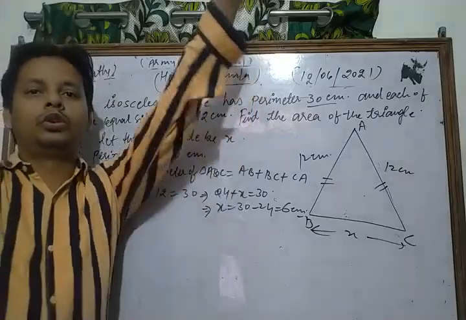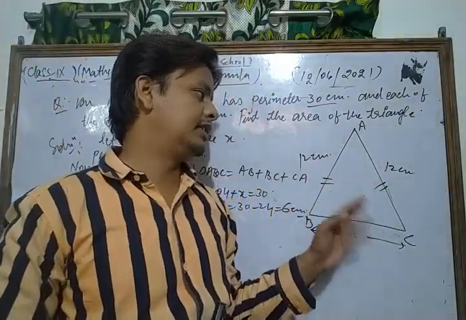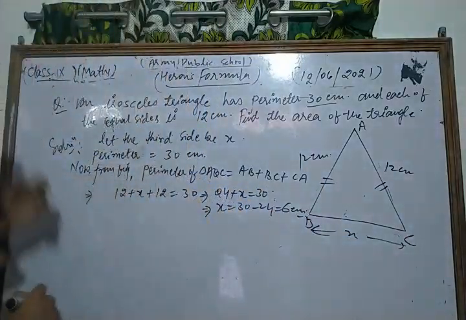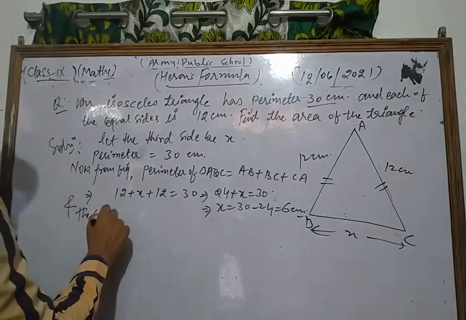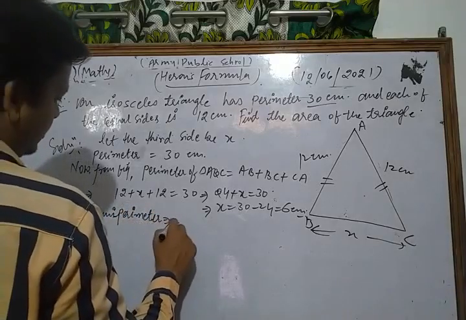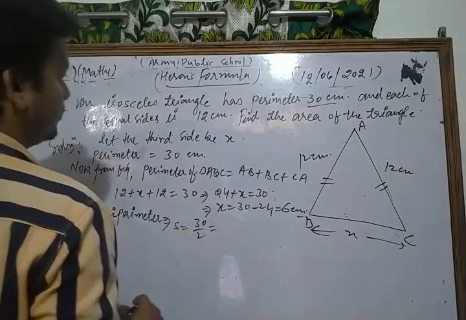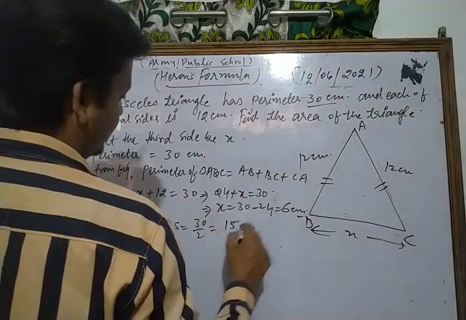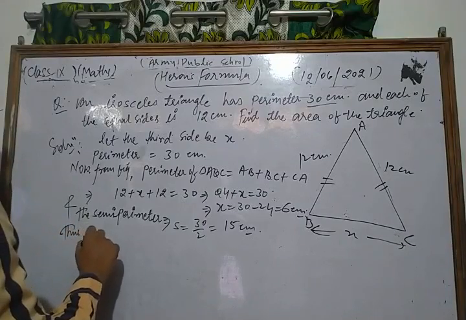The third side is 6 centimeter. Now we have all three sides of that triangle, sides AB, BC and CA. Now we use Heron's formula. And you know that first we find the semi perimeter. The semi perimeter S is equal to half of the perimeter, means 30 by 2, that is 15 centimeter.